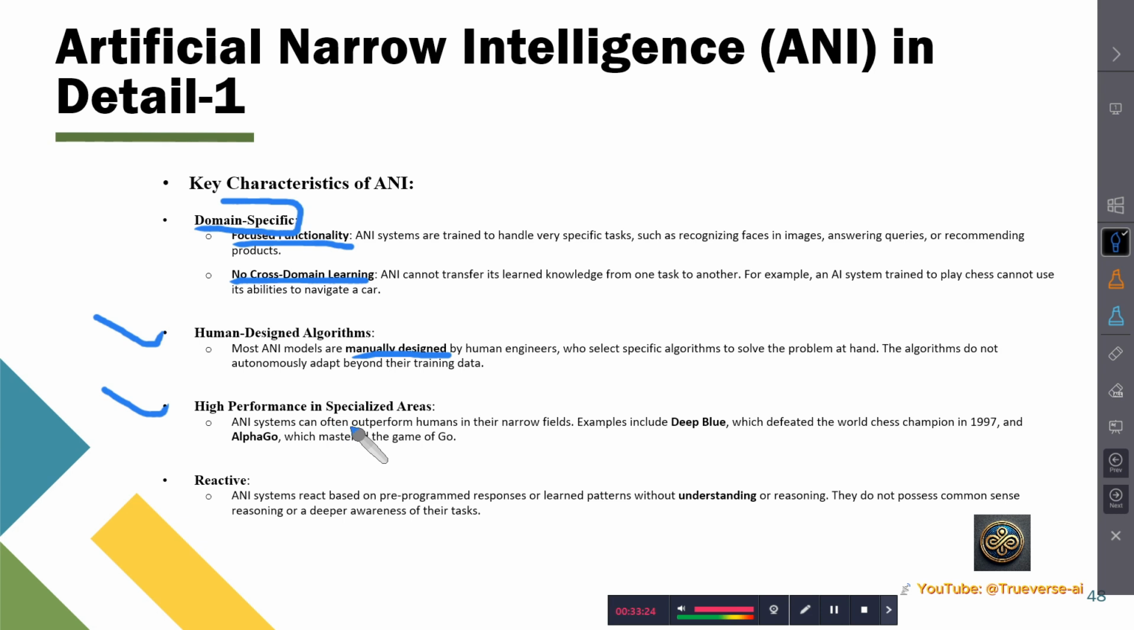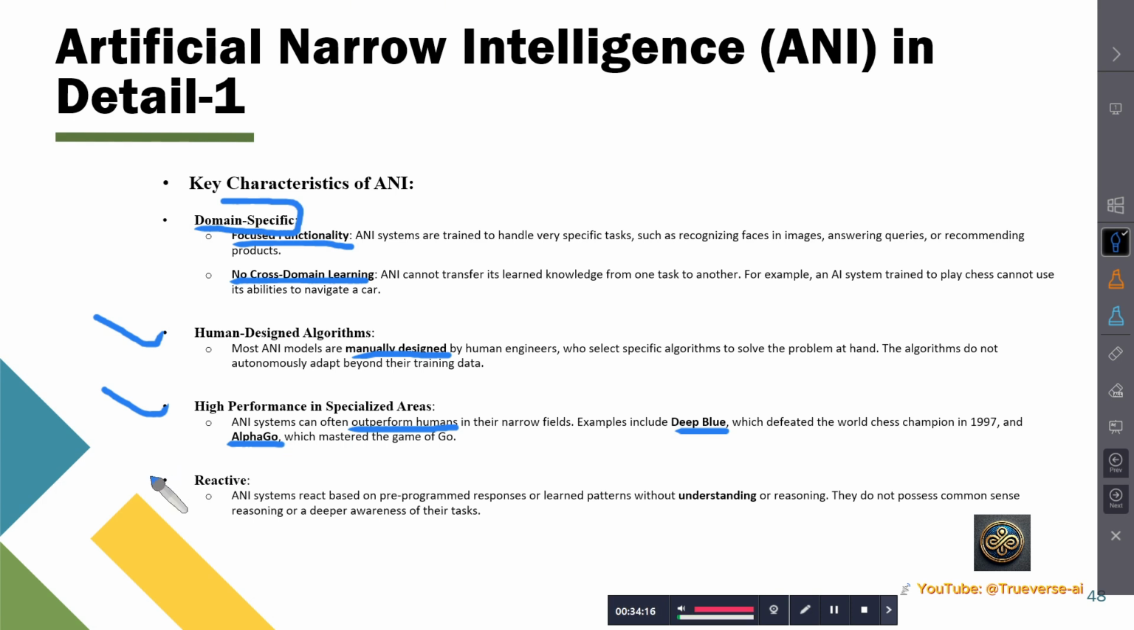This AI is outperforming humans. AI systems often outperform humans in their specific field. For example, Deep Blue, which defeated the world chess champion in 1997, and AlphaGo, which mastered the ancient game of Go, defeating top human players. These systems are highly optimized for their narrow focus and can process data faster and more accurately than humans in this area.